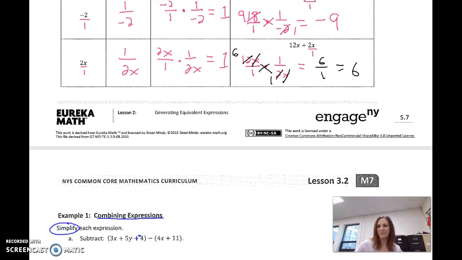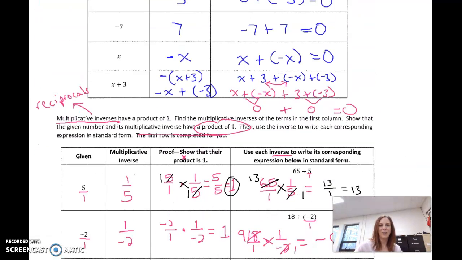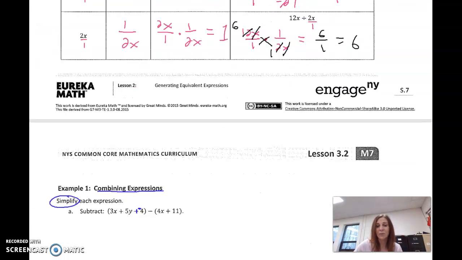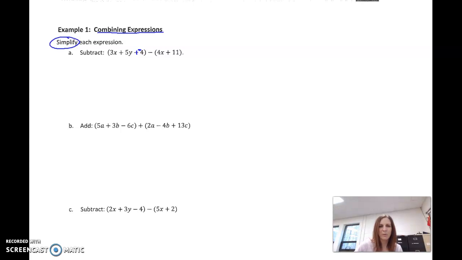Think of opposite, right? Subtracting is the same thing as adding the opposite. We're not just subtracting the x here. We would subtract the x and the 3, or combine it with the negative x and the negative 3. So when we're subtracting 4x plus 11, we're subtracting 4x and we're subtracting 11. So this ends up being 3x plus 5y.